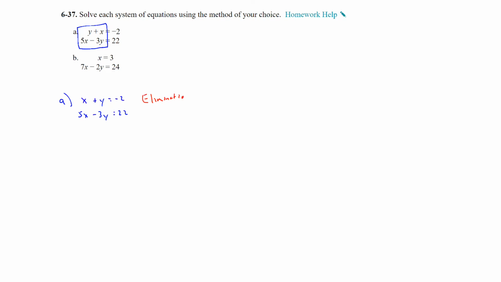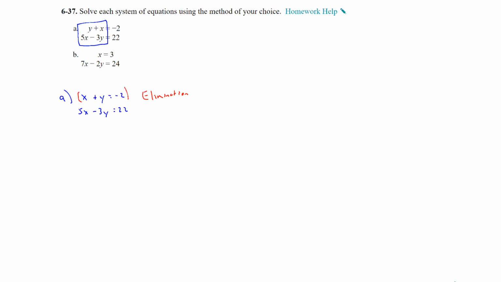Now, nothing eliminates the way it is, so I am going to use elimination. I'm going to take my top equation, and I'm going to eliminate the y by multiplying by 3. So my new equation will be 3x plus 3y equals -6. And then my second equation will stay the same because I'll be able to eliminate my y values. So I'll get 8x is equal to 16, divided by 8, x is equal to 2.